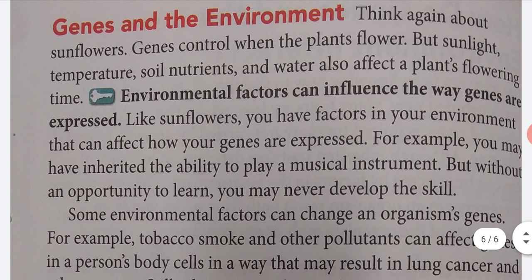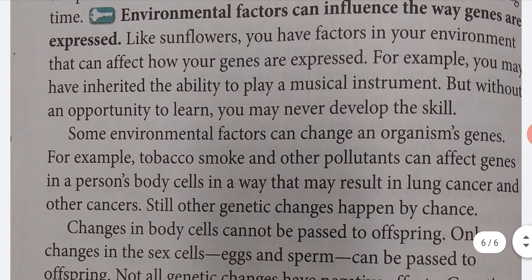Genes and the environment. Think again about sunflowers. Genes control when the plants flower, but sunlight, temperature, soil nutrients, and water also affect the plant's flowering. Environmental factors can influence the way genes are expressed. Like sunflowers, you have factors in your environment that can affect how your genes are expressed. For example, you may have inherited the ability to play a musical instrument, but without an opportunity to learn, you may never develop the skill.